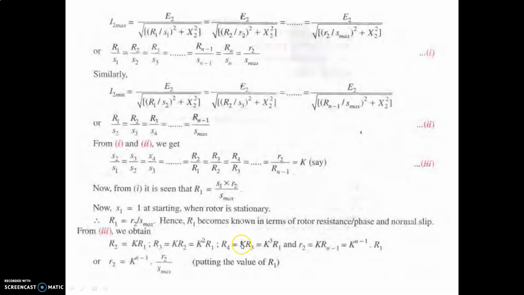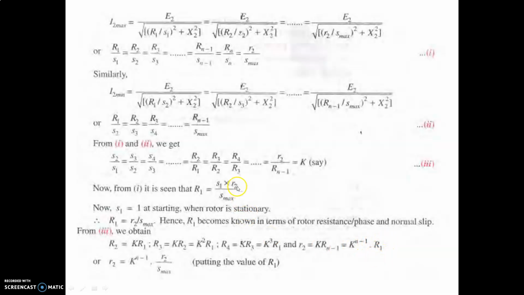That means it is N minus 1. Suppose N number of steps are there. So the nth step resistance is going to be K to the power N minus 1 multiplied with the known value R1. So the final total resistance R2 is K to the power N minus 1 into R1. Say, for example, R4 is K cube into R1.